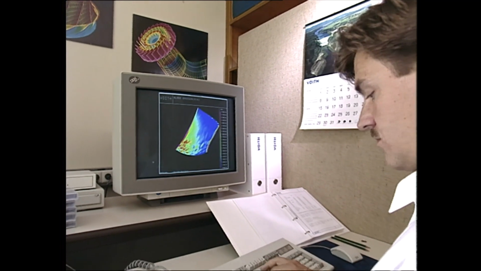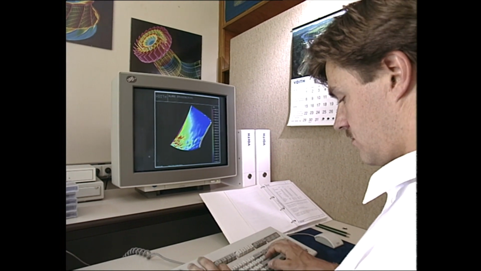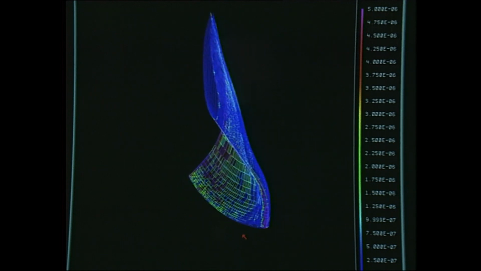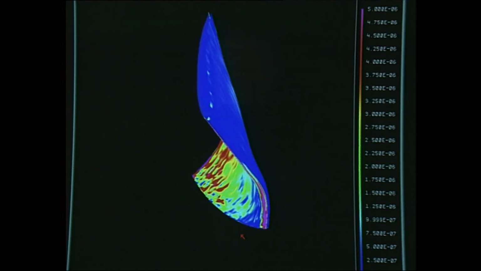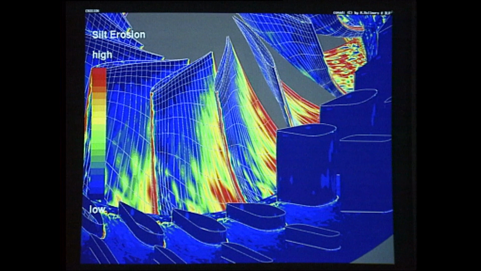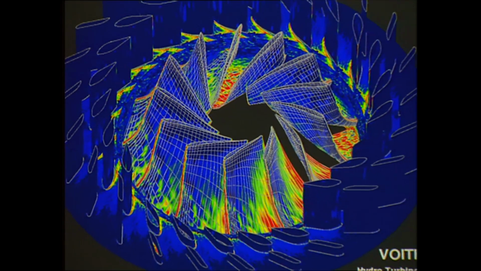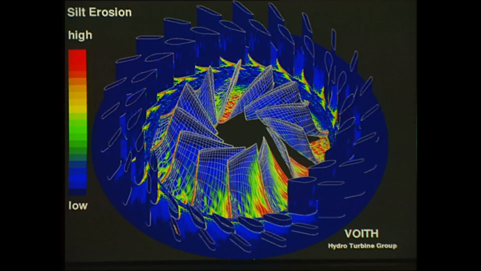Together with impact parameters such as velocity and impact angle, this information is used to determine the erosion attack, for instance, on the runner blade of a Francis turbine. Based on these results, the hydraulic engineer is able to modify the design in order to avoid local peaks of erosion.